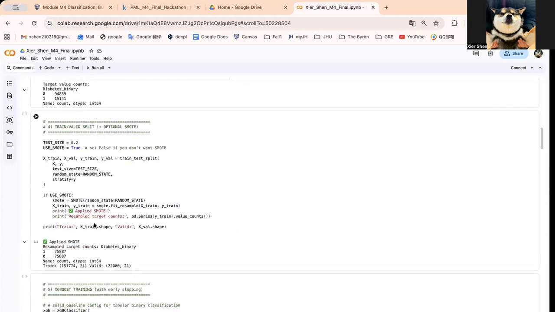Next, I performed an 80-20 stratified split to preserve class proportions in both training and validation sets. To address imbalance, I applied SMOTE on the training data only. After resampling, both classes became balanced. This allows the model to better learn minority patterns and improves recall while avoiding data leakage into the validation set.